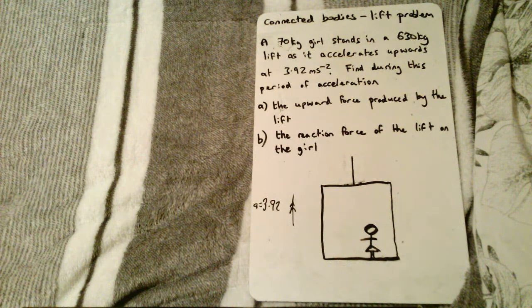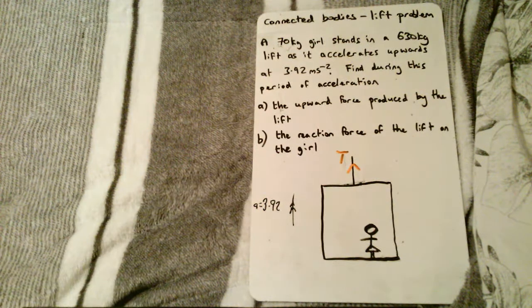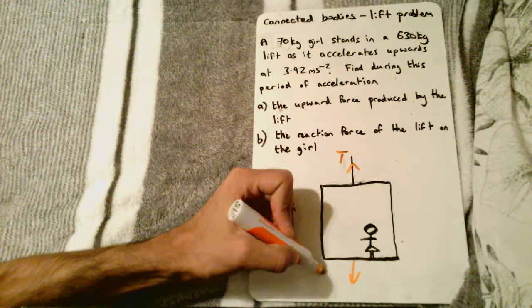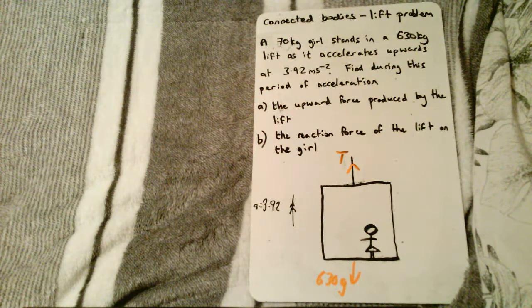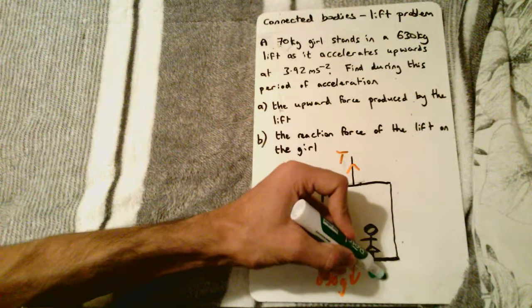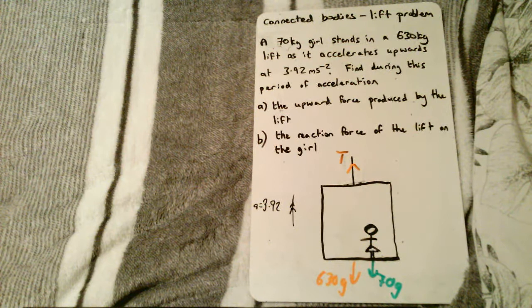So first of all, let's talk about the lift. The lift itself goes up because there is a force in the cable at the top lifting it up. And there's also weight coming down of 630 G. So we've got our weight coming down from the lift. There is one other force acting on the lift, and I'll get onto that in a second. Now, the girl in the lift has her own weight acting downwards of 70 G.